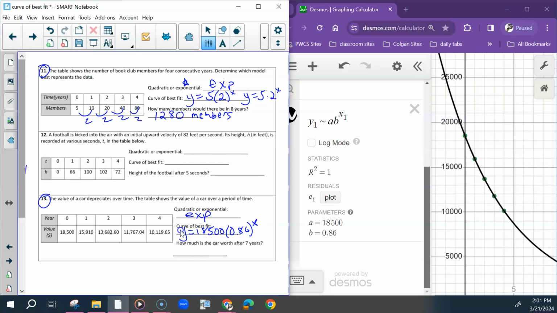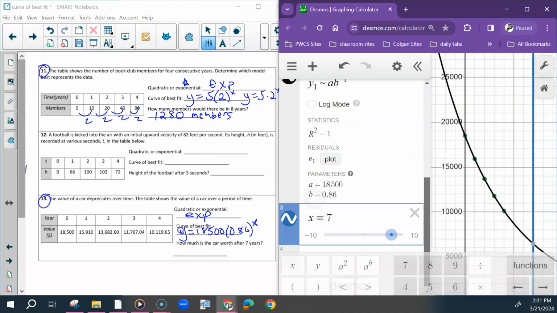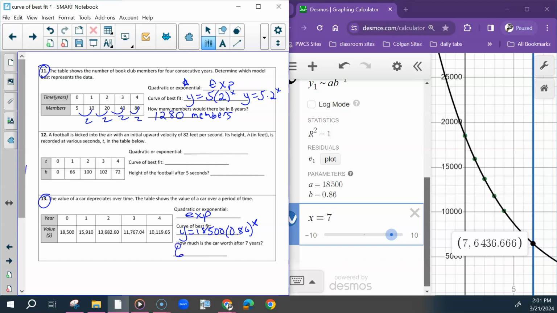And in Desmos, if I needed to find how much the car is worth after 7 years, well, my x value is years. So if I were to type in x equals 7 and find where those two lines cross, it would be worth about $6,436 and let's say 67 cents. So it would drop down a lot the more time that has passed.